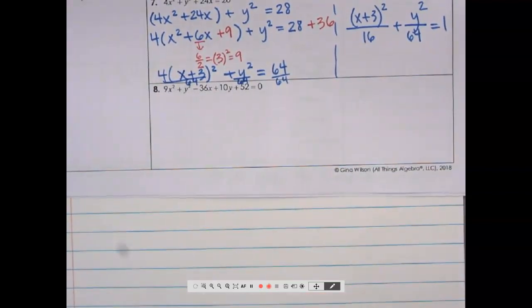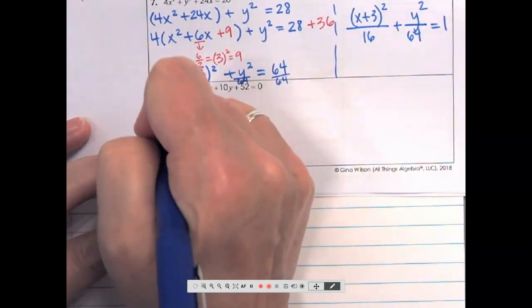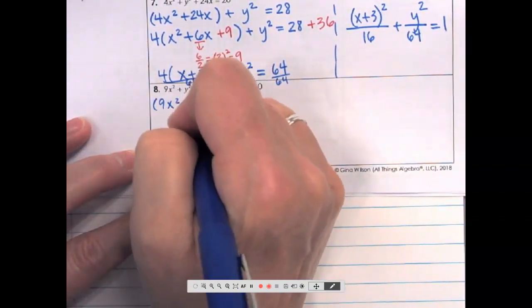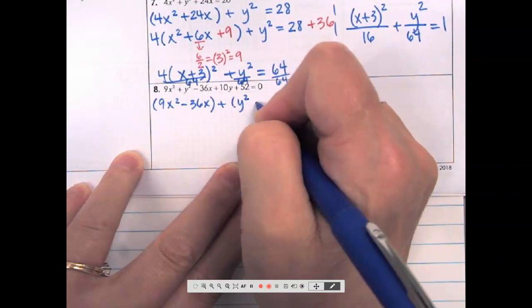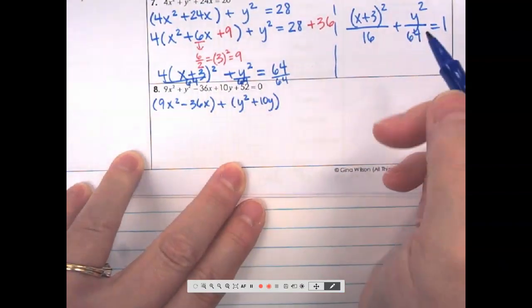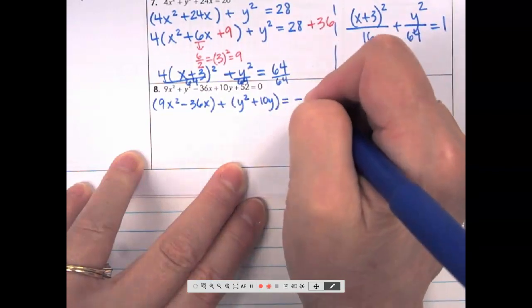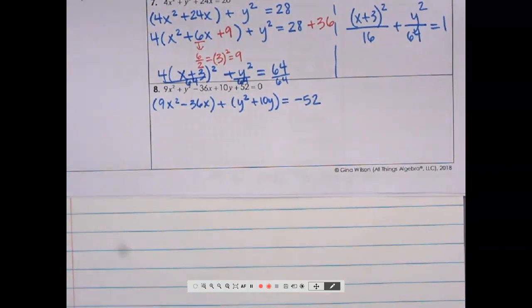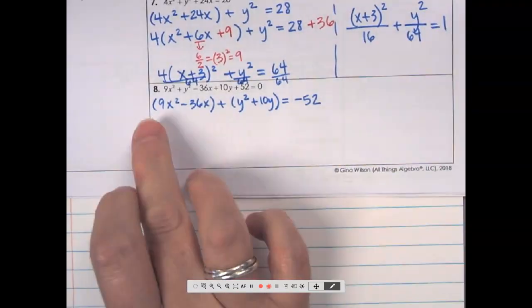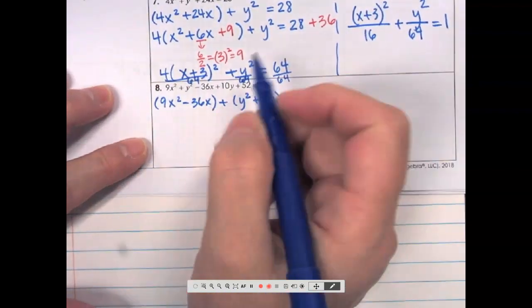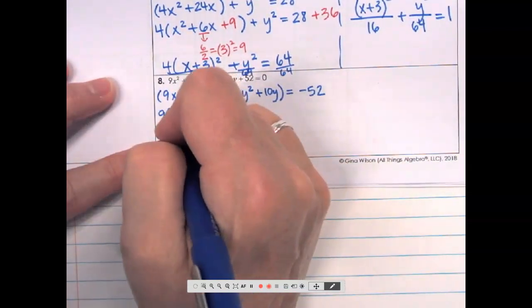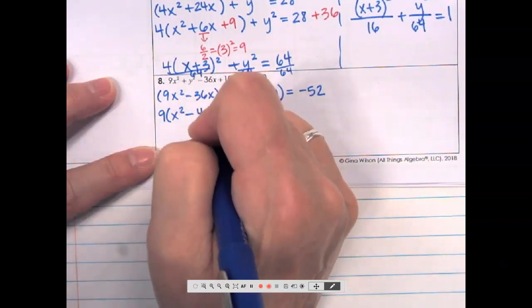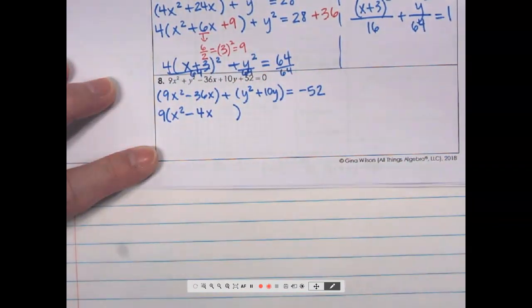All right, I'm going to group x's. 9x squared minus 36x. I'm going to group all the y's. Y squared plus 10y. And any numbers, I'm going to move them over to the right. Very similar to what we did yesterday. Okay, but with ellipse, I have to be careful and look for these common factors. In the x parentheses, everything can have a 9 divided out of it. So I'm going to factor out that 9. That becomes a 4x. Leave your space.